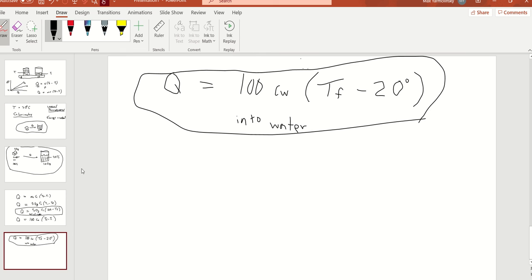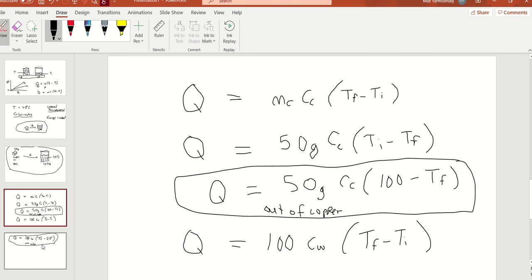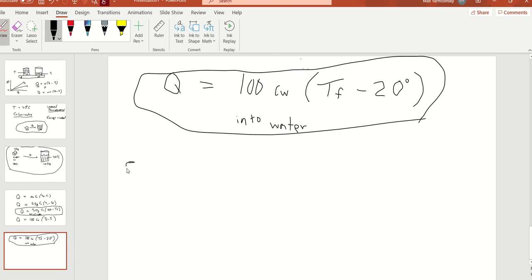So let's do that. We have 50 times the specific heat of copper times 100 minus T final, equal to 100 times the specific heat of water times T final minus 20 degrees.